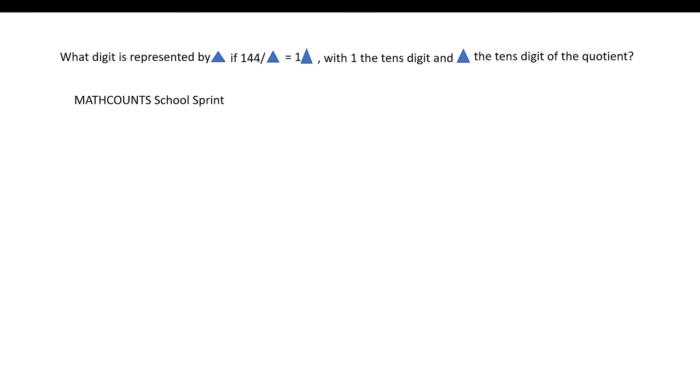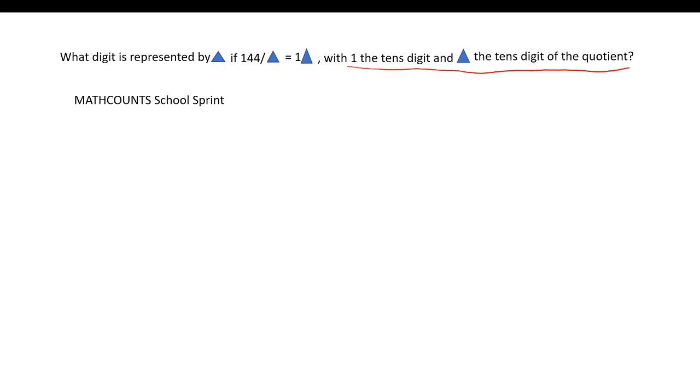What digit is represented by triangle if 144 divided by triangle is equal to 1 triangle, with 1 the tens digit and triangle the ones digit of the quotient? This is algebra mixed with number theory. Essentially, we're dealing with a number theory problem, but we also have algebra with it. We have triangle, which can be represented as a variable. We don't like to call it x because we're not multiplying 1 by triangle. It's a digit. So what digit is represented by triangle?